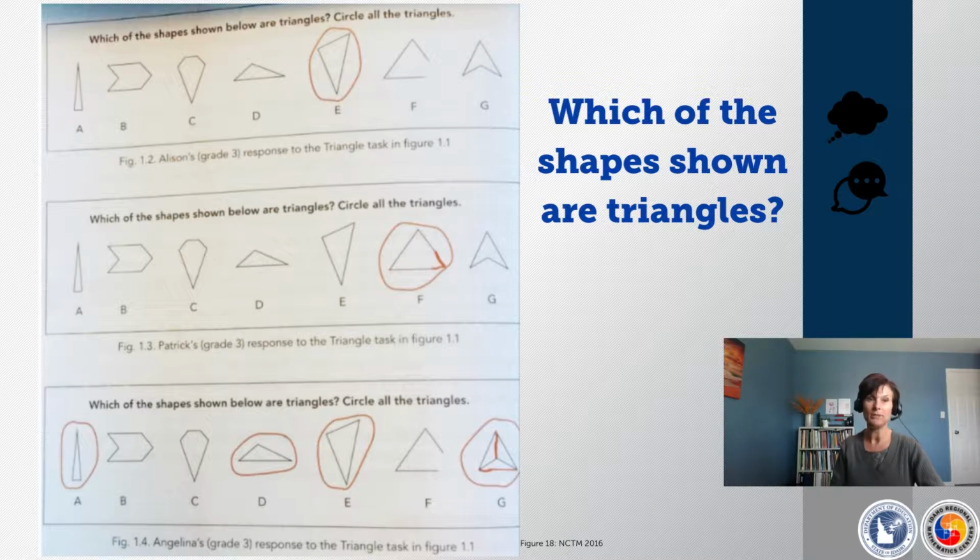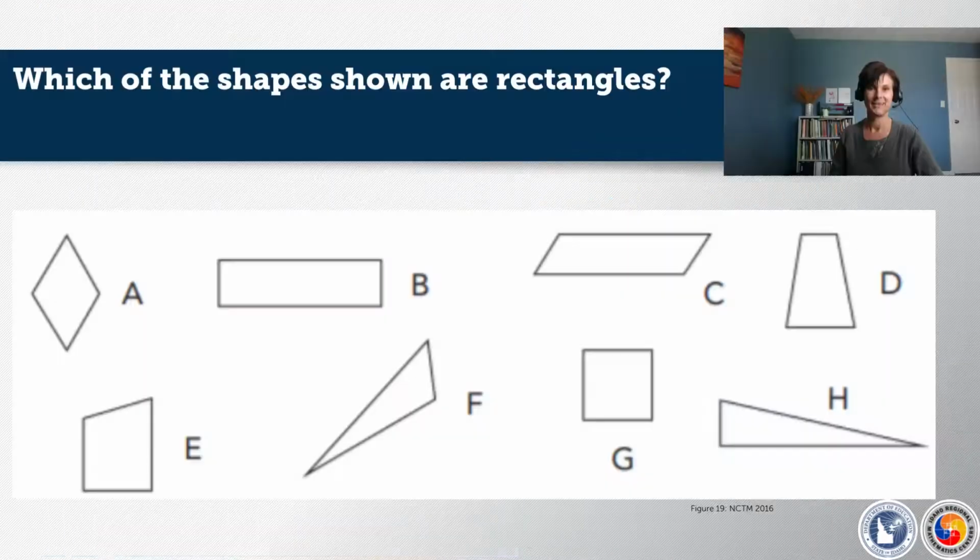In first grade, we would hope to see students know that any shape with 3 sides and 3 angles is a triangle. Patrick seems to know a triangle only by its traditional orientation and shape, whereas Angelina seems to have mastered this first grade standard. And I would find it really interesting to have a chance to visit with Allison a little bit more and dive more into her thinking.